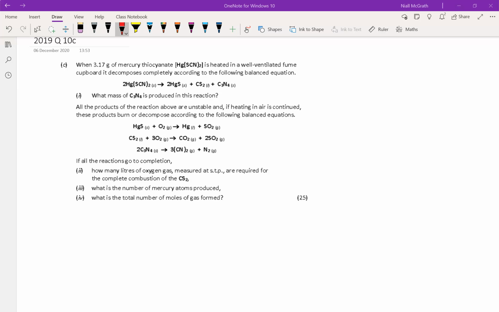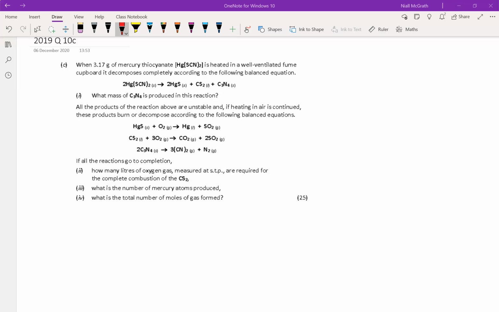This question is from the 2019 exam paper. It was question 10C. Okay, so 25 mark question. When 3.17 grams of mercury thiocyanate is heated in a well-ventilated fume cupboard, it decomposes completely according to the following balanced equation. And they give you the equation.